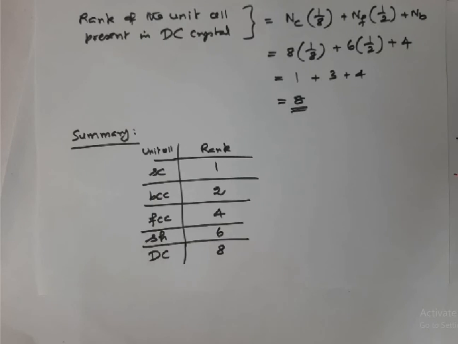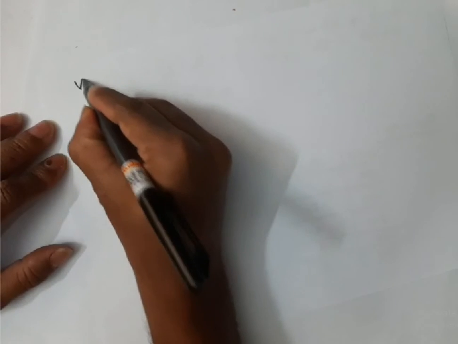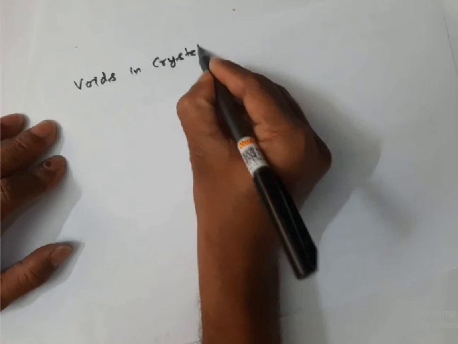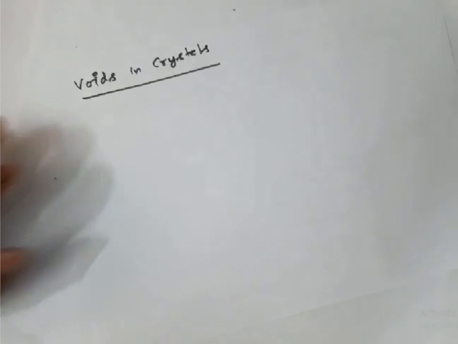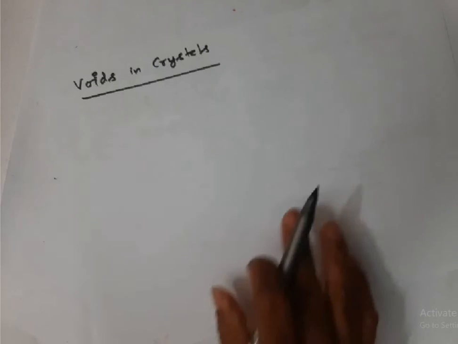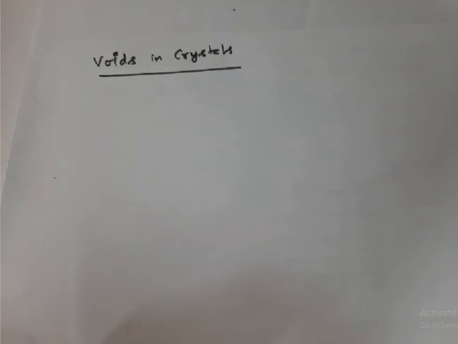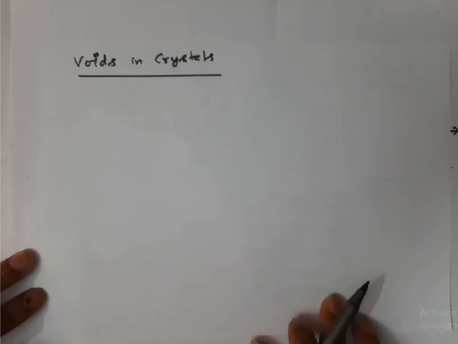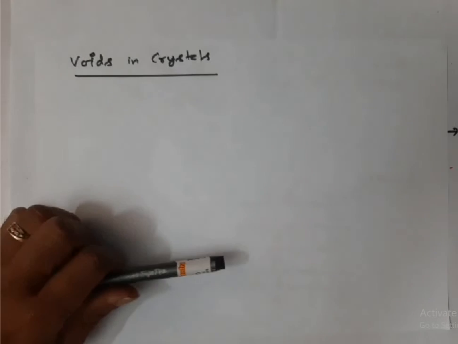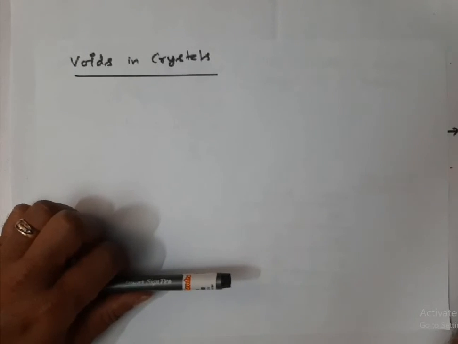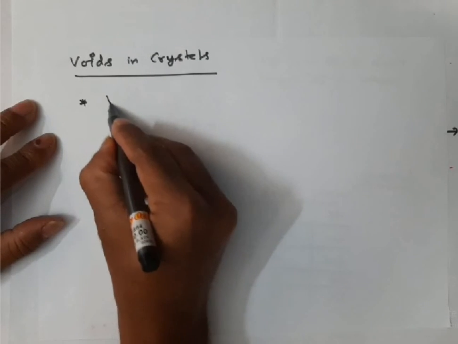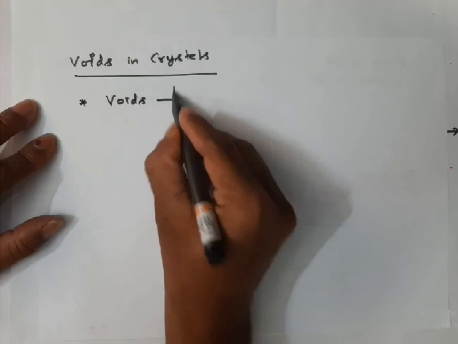Now, the next topic I'm going to discuss is voids in crystals. Actually, voids means the empty spaces in a crystal. There are two types of voids in crystals.